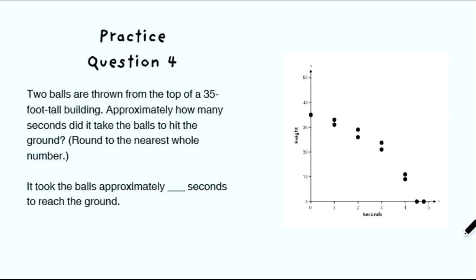Okay, the 2 balls got thrown, and they want to know approximately how long it took them to reach the ground. Well, they reached here between 4 and 5, and they want us to round to the nearest whole number. So we're going to say it took approximately 5 seconds because this one was like 4.5 and this is like 4 3/4 or something. Okay, so they would both get rounded up to 5 seconds.